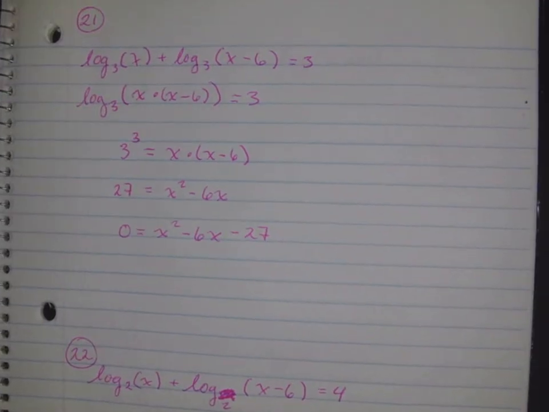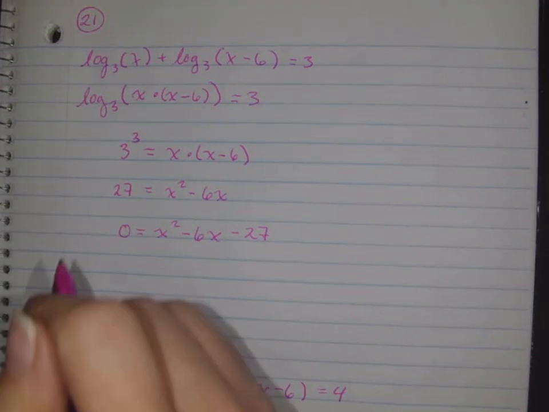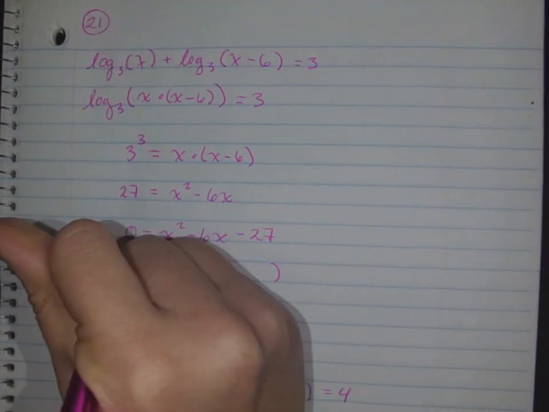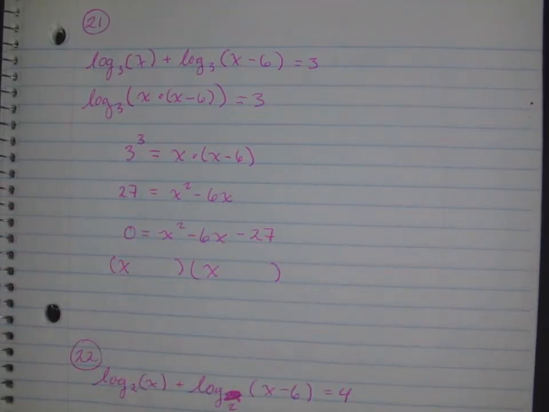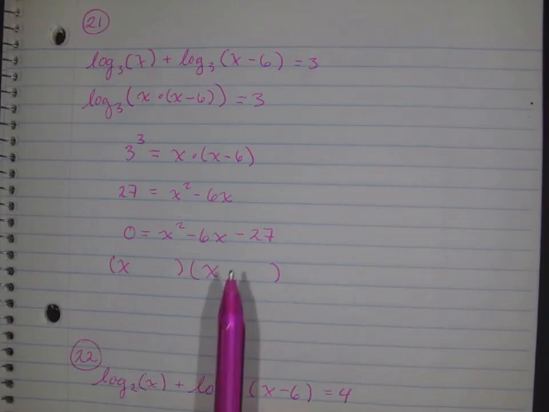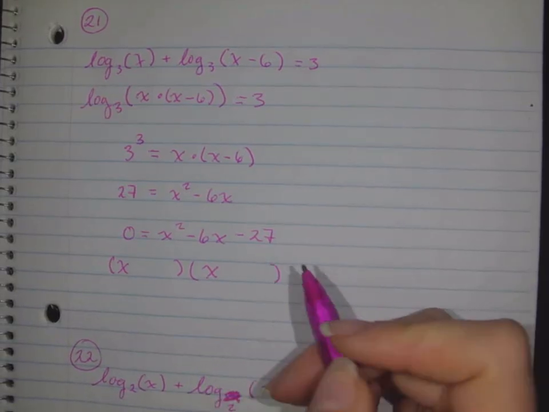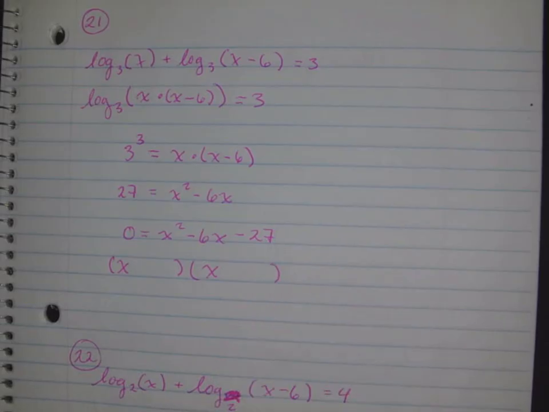Now this is a quadratic that we can factor. We can turn this into, now it's an x squared, so I'll put an x here and I'll put an x here. And remember, we need two values that multiply to give me negative 27, and then they have to add to give us negative 6. So multiply to negative 27, add to negative 6. All right, so let's think about this 27.